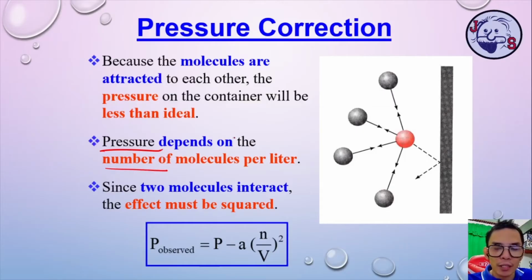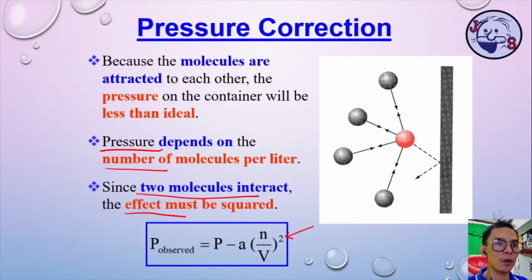One thing is very important here. Two molecules should interact with each other. That is the reason why in this formula, there is a square. The square on the formula talks about these two molecules of gases that interact in your system.